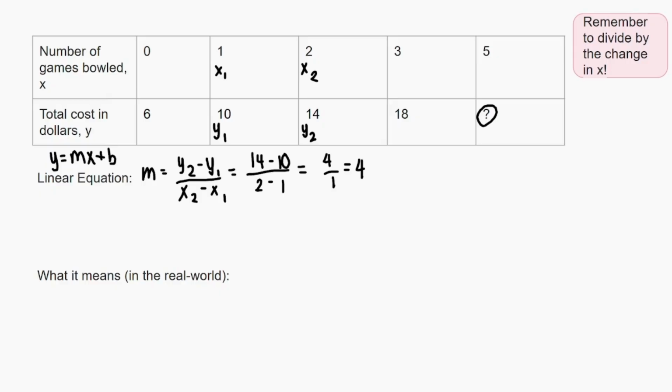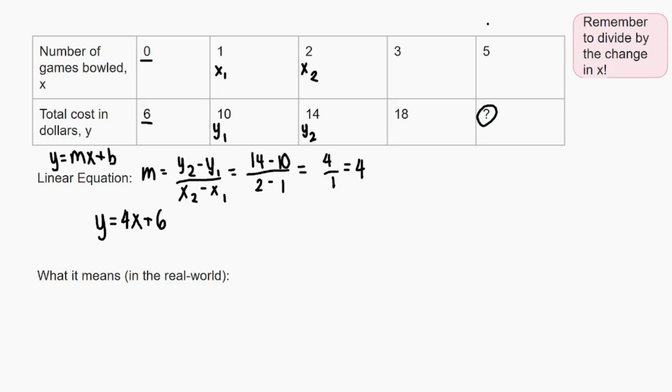Normally, we would have to choose a point and plug in the values to give us our y-intercept. But if you can see here, we actually already have the value of our y-intercept right here, because the y-intercept is the value you get when x is 0. So in this case, it's 6. So we have our final equation being y equals 4x plus 6.